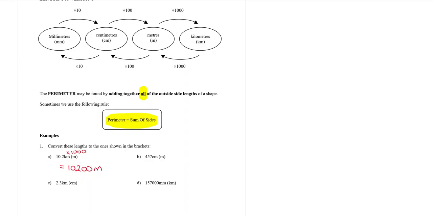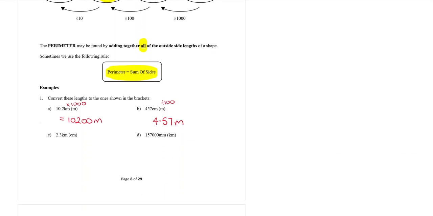Part B. We have 457 centimetres, so we're in centimetres, and we want to go to metres, so follow the arrow. We need to divide by 100, so put divide 100 here. 457 divided by 100 is 4.57 metres.